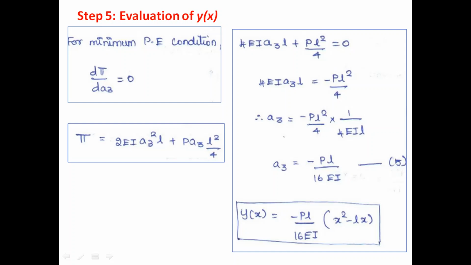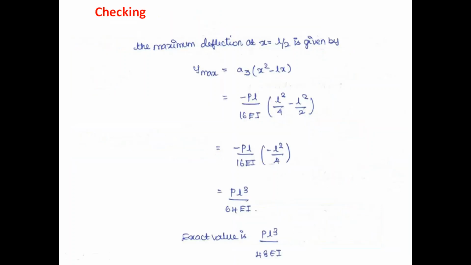How do we check whether this expression is correct or not? For that we will do a simple check. We know that the maximum deflection of the simply supported beam occurs at mid span, so x equal to L by 2. Substituting that, for y max we have a3 as minus PL by 16EI, times x square minus Lx. Instead of x we substitute L by 2, so we get L square by 4 minus L square by 2. On simplifying this, finally we get the expression for maximum deflection as PL cube by 64EI.